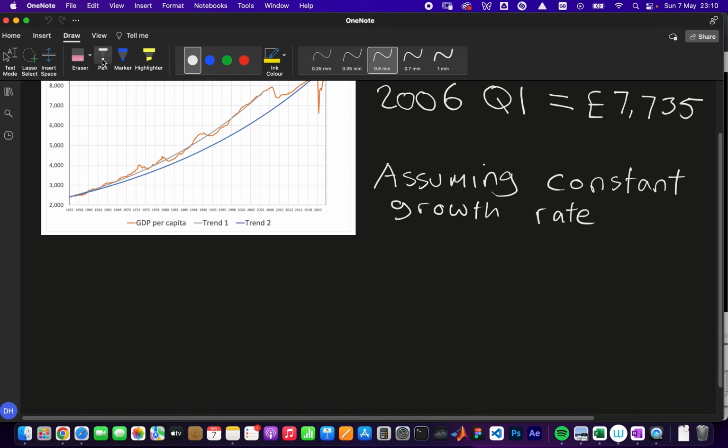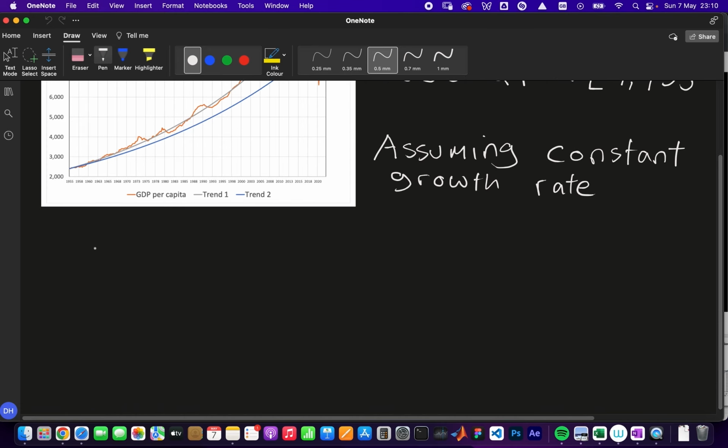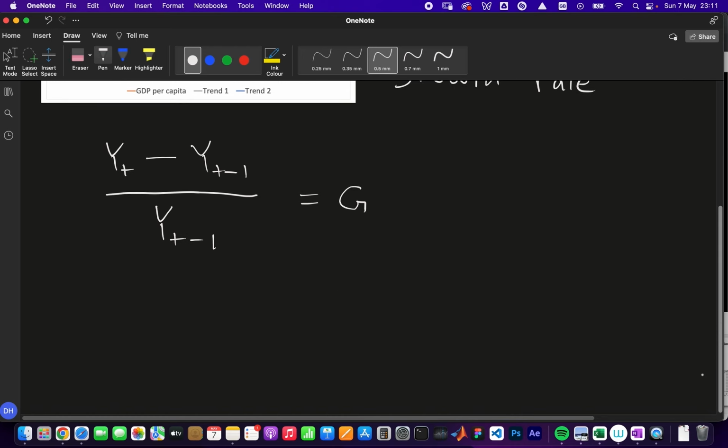Well, we can start by deriving our formula for constant annual growth, and we start with our standard growth rate formula, which is yt minus yt minus 1 on yt minus 1 equals g. That says the difference between today's output and yesterday's output, i.e. the growth, as a proportion of yesterday's output gives us our growth rate g. So with that we can manipulate the algebra slightly.